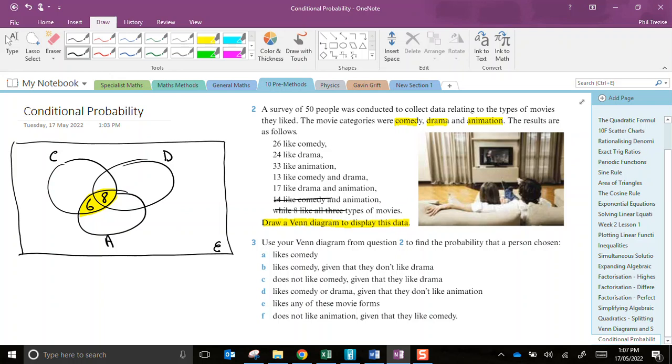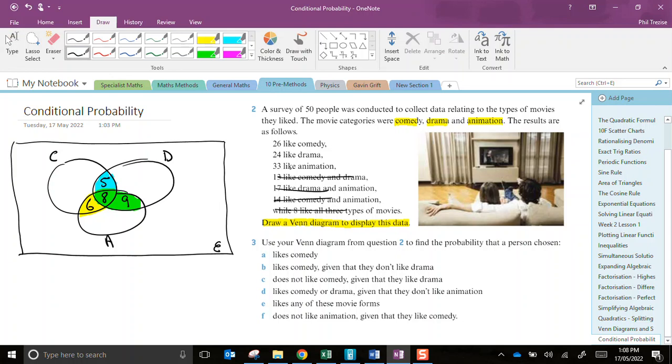17 like drama and animation. That was a total of 17, so 8 there. If we had 9 there, 9 plus 8 is 17. That's okay. 13 like comedy and drama. So comedy and drama would be here. That's 13, so I think we'd need to have 5 of them there. 5 plus 8 gives 13. That's good.